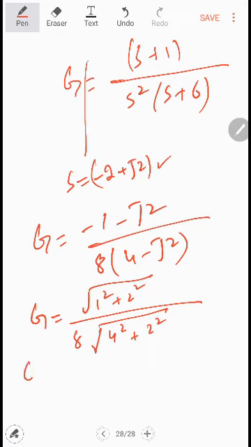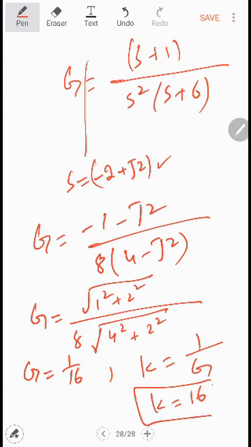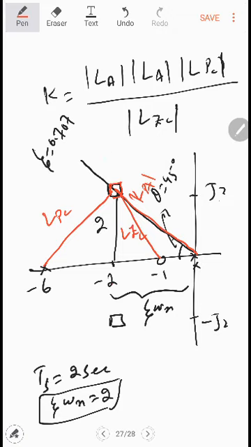So finally you have to find the value of g, which is equal to 1 over 16, and then we say that the gain is equal to 1 over g. So the gain will be equal to what? 16. So this means that at this point the gain is equal to 16. So we also found the value of the gain.